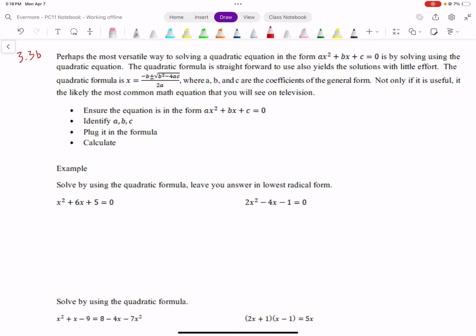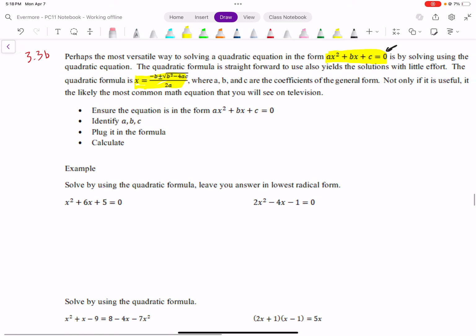So provided that we have an equation, ax squared plus bx plus c is equal to 0. Now it has to be in this form. We can simply take the coefficients a, b, and c and plug them into the quadratic formula, and our answers for x will just simply fall out of the formula.